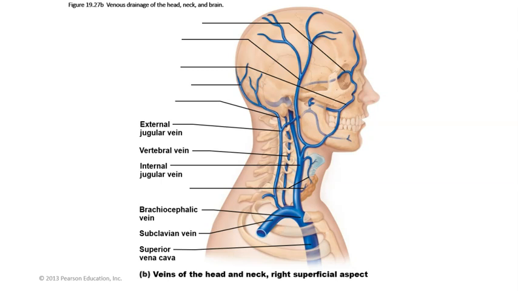In the diagram, we see the external jugular veins, the vertebral veins, and the internal jugular veins, which all deliver their blood to the subclavian vein, which is here. The subclavian vein then becomes the brachiocephalic vein, which then delivers its blood to the superior vena cava.